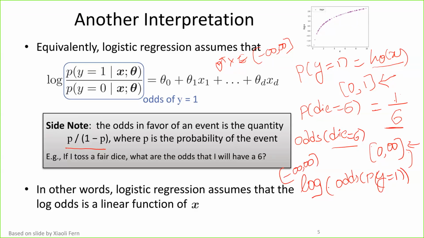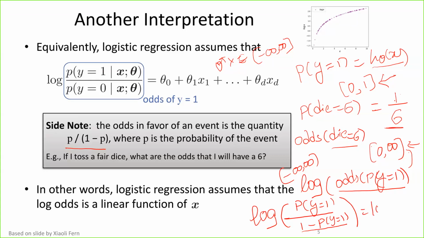Right. So can you tell me what is the log odds of y equivalent to 1? What is the odds of probability of y equivalent to 1? It is probability of y equivalent to 1 divided by 1 minus probability of y equivalent to 1. And 1 minus probability of y equivalent to 1 is P of y equal to 0. So this is log of probability of y equivalent to 1 divided by probability of y equivalent to 0. This is equivalent to theta transpose x.